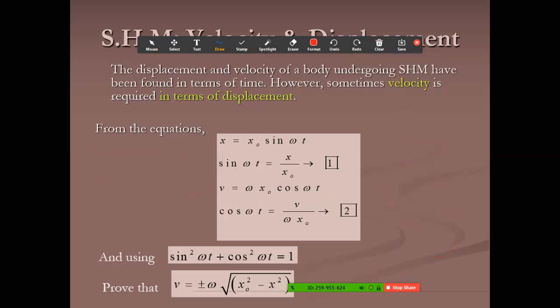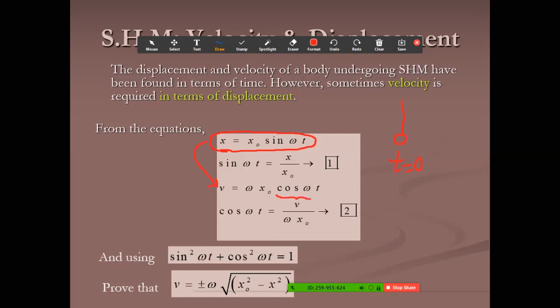Look at the diagram here. So we use this displacement formula, considering the pendulum is at the center at t equals 0. So displacement is x equals x naught sine omega t. If you make sine omega t the subject, it is x over x naught. We know the V formula is omega x naught cos omega t. We already derived this last time from the first formula by differentiating. Now we want the velocity formula in terms of displacement.